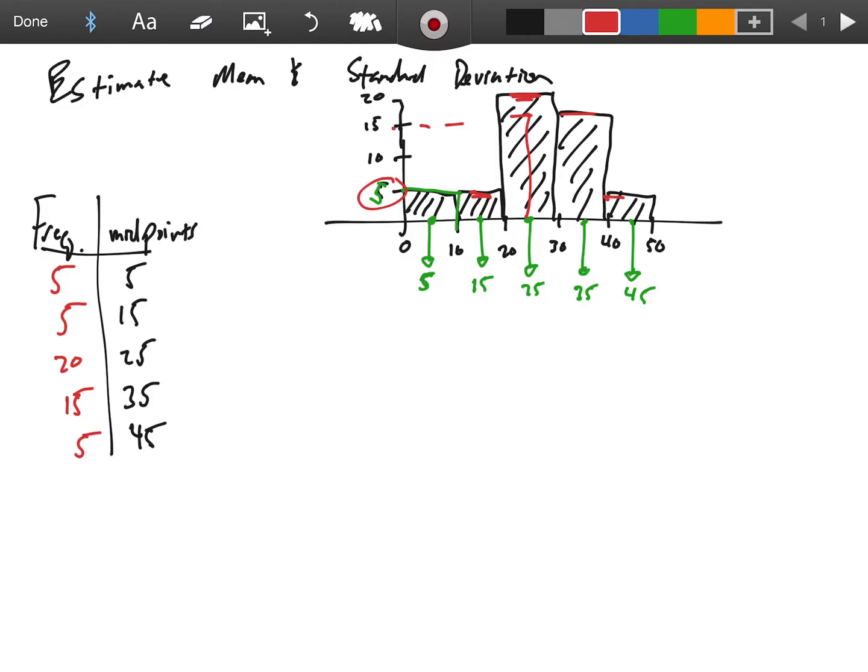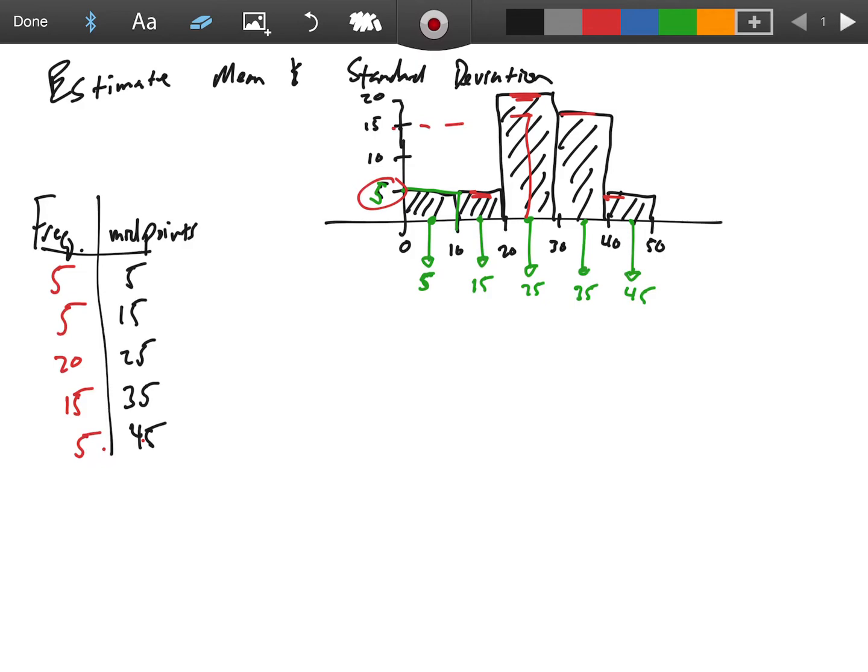So it's like I have 5 45s, 15 35s, 20 25s. And these numbers could represent anything. They could represent how many donuts somebody eats in a month, or how often somebody takes a nap in a year. Whatever. These are just numbers.